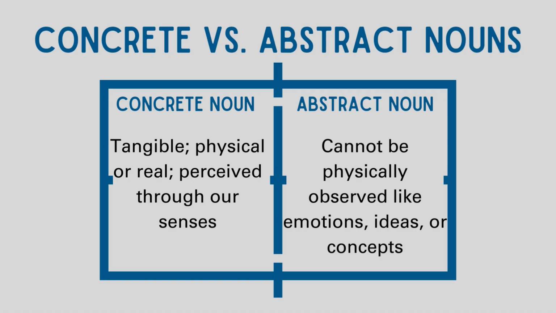Now let's move on to the next classification of nouns, concrete and abstract nouns. Concrete nouns represent something that is real and tangible. Meanwhile, abstract nouns refer to something that is more of like a concept, idea, feeling, or emotion. They are intangible. You cannot see or touch them, and they often require imagination to understand them.